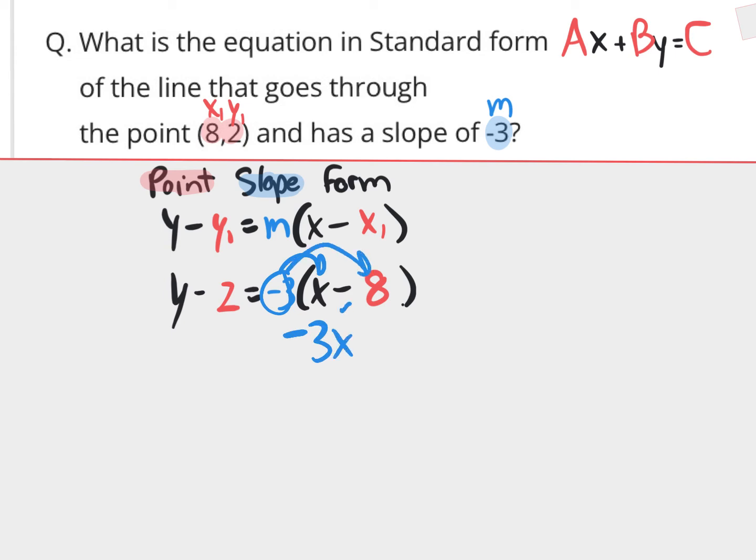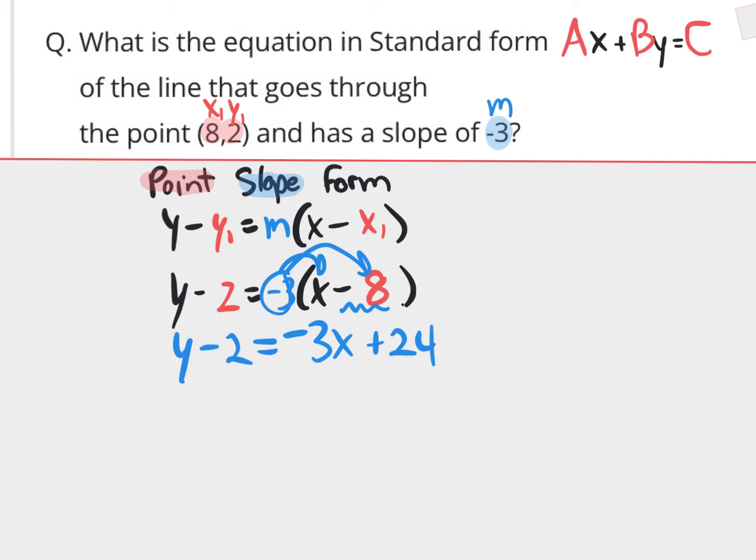Negative 3 times negative 8, that's a positive 24. Bring down the equal sign, bring down the y and the minus 2. So don't automatically get it in slope-intercept form, because that's not the form that we want. We want capital AX plus capital BY equals capital C. They're capitalized to help you remember that you don't want fractions or decimals. We don't have fractions or decimals.